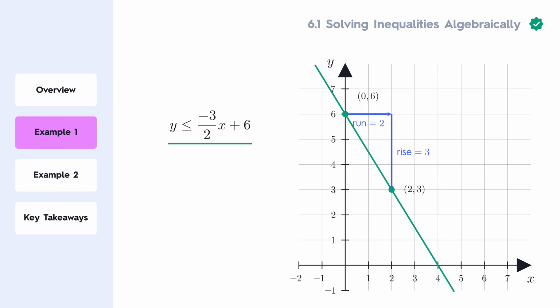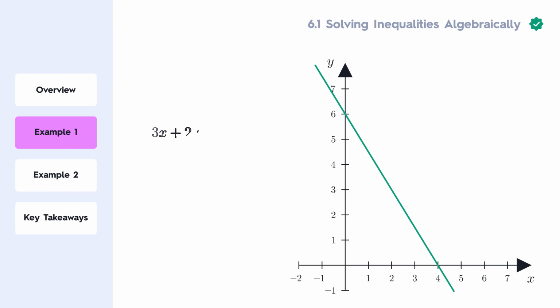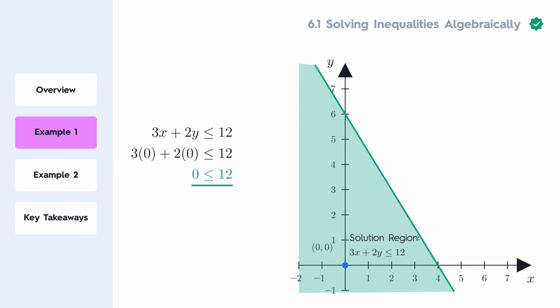Now that we have our boundary line, let's determine which side to shade. Since this is the inequality, we'll shade below the line to include all points where y is less than or equal to negative 3/2 x plus 6. To verify, let's use a test point. The origin, 0, 0, is usually a convenient choice. This is true, so we'll shade the region that includes the origin, which is below the line. This shaded area represents all possible solutions for the inequality.